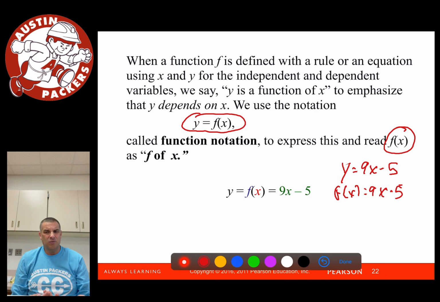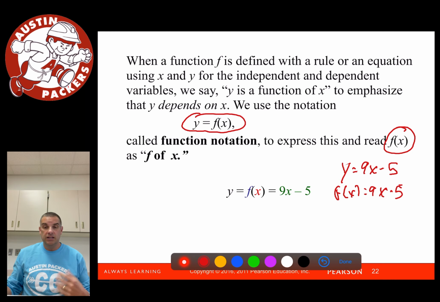If I tell you to graph y equals 9x minus 5, you say, oh yeah, I know how to do that. It's in slope-intercept form. The y-intercept is -5. The slope is 9 over 1. We can graph that pretty easily. Keep in mind that if it's a function, you can rewrite it as an equation. It's just a different notation so that we can denote that something is a function or not.